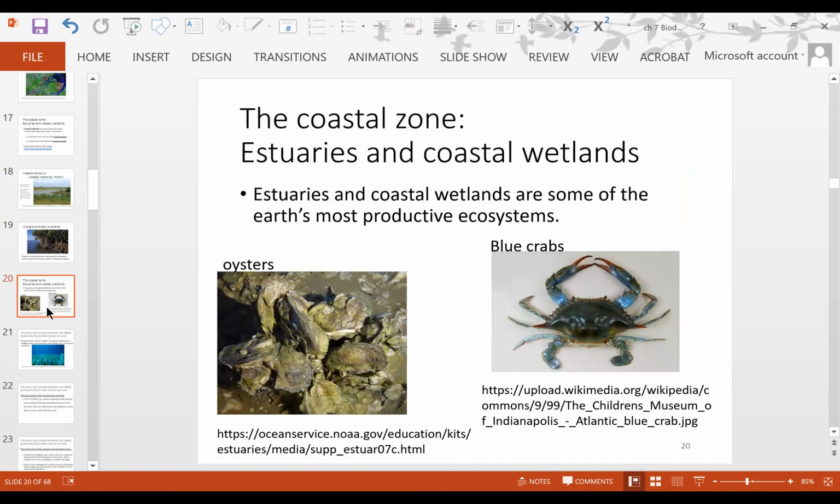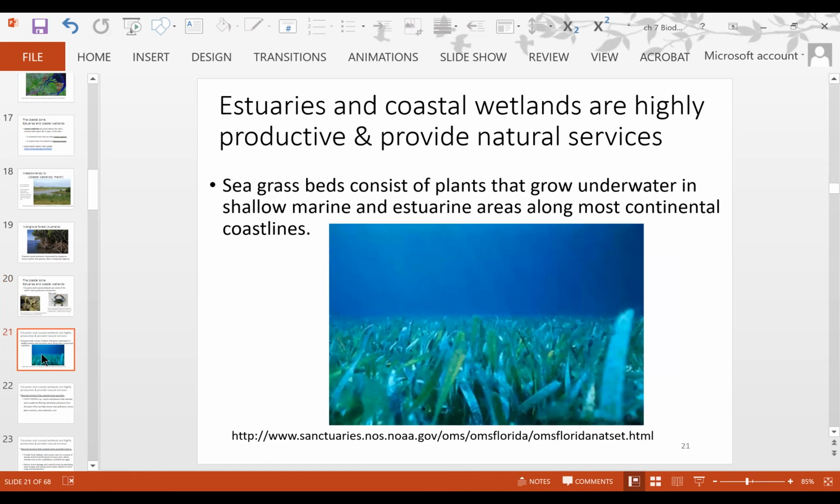Now, estuaries and coastal wetlands are some of the Earth's most productive ecosystems. For example, here is a blue crab. Here are some oysters. These are some organisms that live within the coastal wetland region and estuarine region. Then you have seagrass beds, which consist of plants that grow underwater in the shallow marine and estuarine areas along most continental coastlines. So here's your seagrass beds.